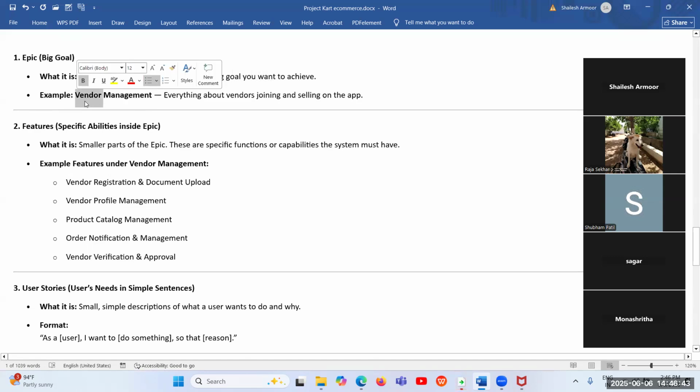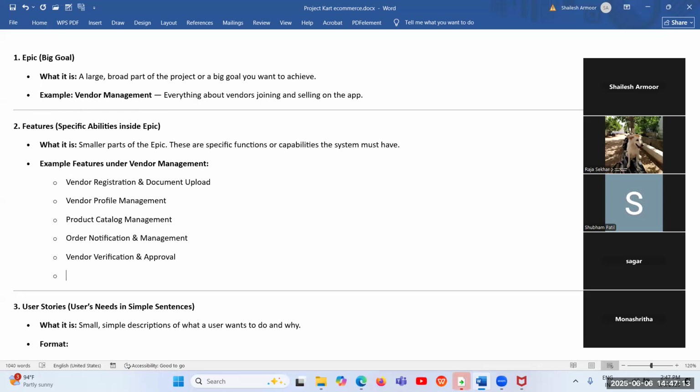What does epic mean? Epic will be only one line. They will discuss only the big goal, and that big goal will be broken down into parts. Those parts are called features. For vendor management, it could be vendor registration, document and vendor profile management, order notification and management, vendor verification and approval. Can anyone tell me what else we can include in vendor management? Anything you can tell me, I will let you know whether it makes sense or not.